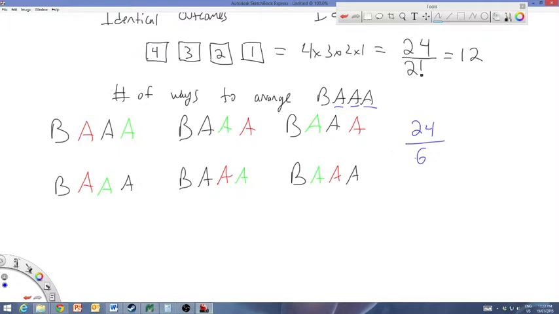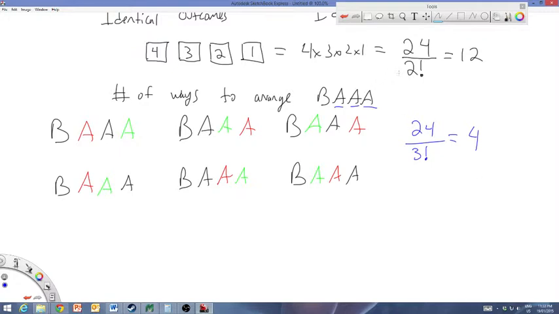Now, the other way to get 6 is by going 3 factorial. So this will be 24 divided by 6, which is 4 actual different ways.